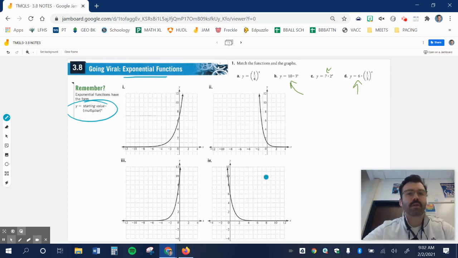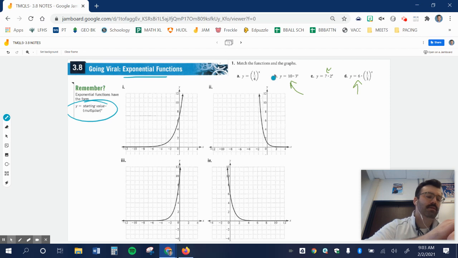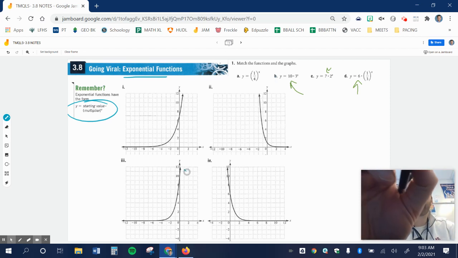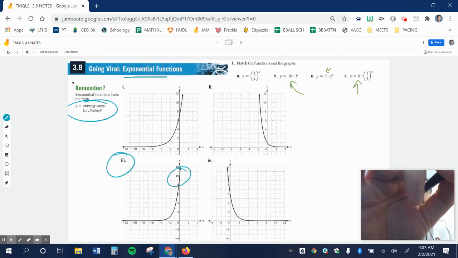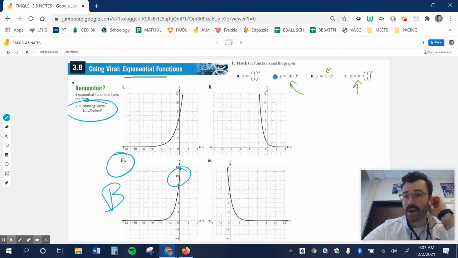All right, we're back. So I'm looking for that starting value of 10 here. Okay, it looks like the starting value of 10 occurs down this bottom left. If you look here, starting value of 10, that's number 3. So this would be B. All right, starting value, remember, is another term for a y-intercept. Okay, we talked about that in our last unit.